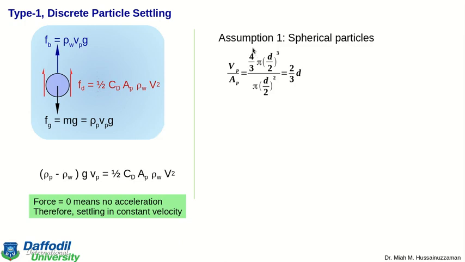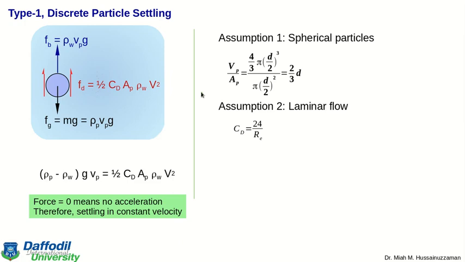So if we assume the particles are spherical, then we can apply formulas like volume equals 4 by 3 pi r cubed and area of the particle is pi r squared. Then we can reduce this equation to a simple one. Another assumption is laminar flow, because when we consider treatment of water, we always flow the water in a laminar flow so that all the flow lines are parallel, with no turbulence, because turbulence leads to resuspension of particles.